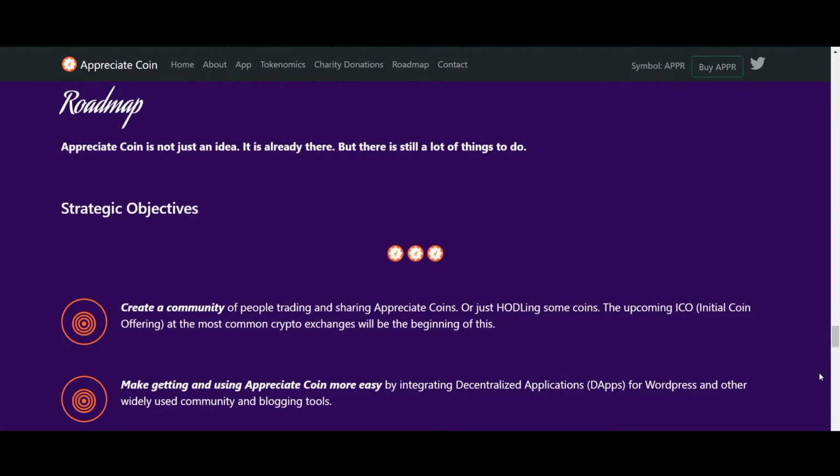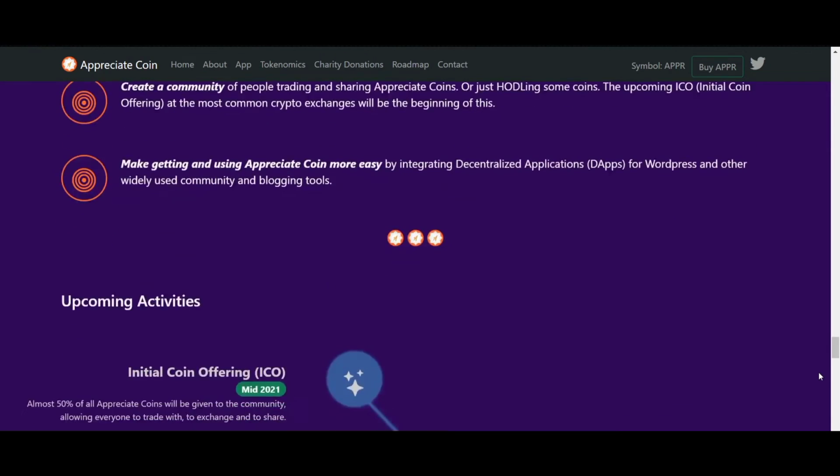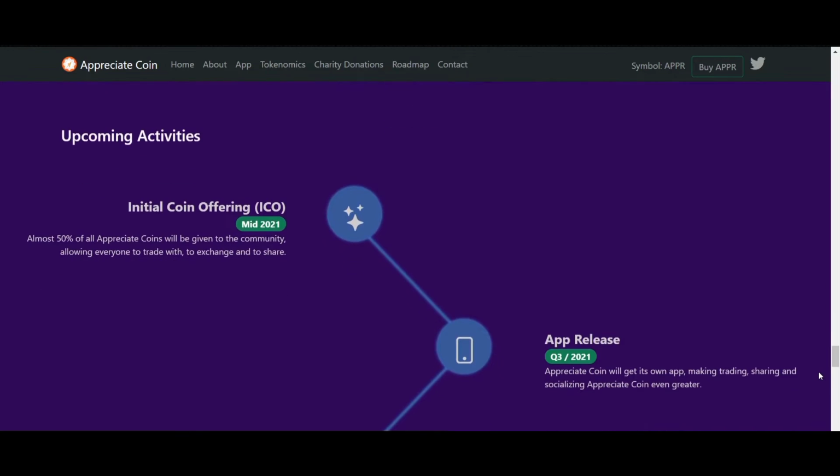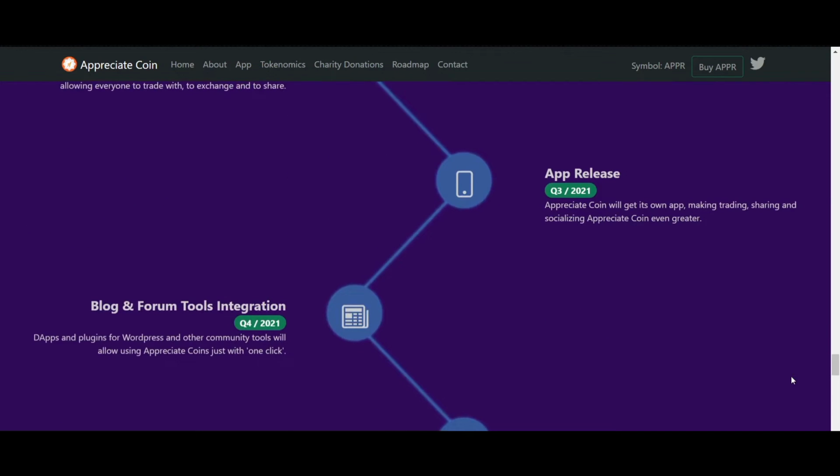APPR is not just an ordinary coin, but is also a coin that can last a long time in the crypto market. On the other hand, this project has been designed by a very qualified team and software. Now, let's talk about some of their features.